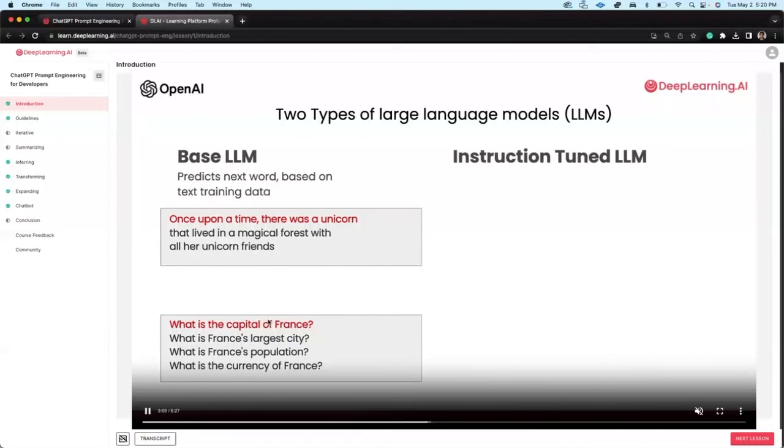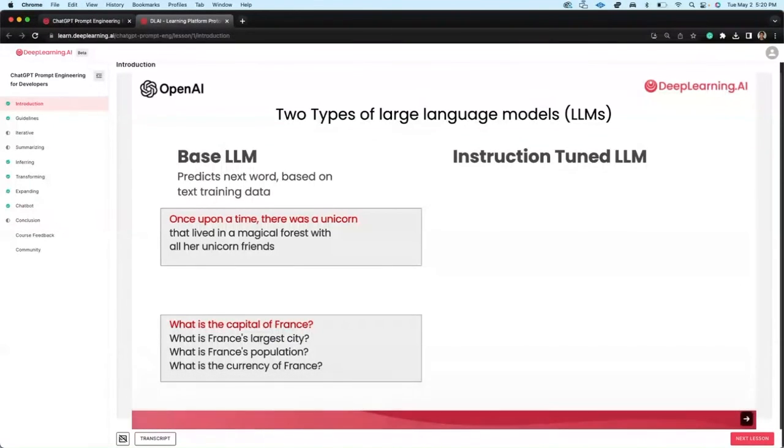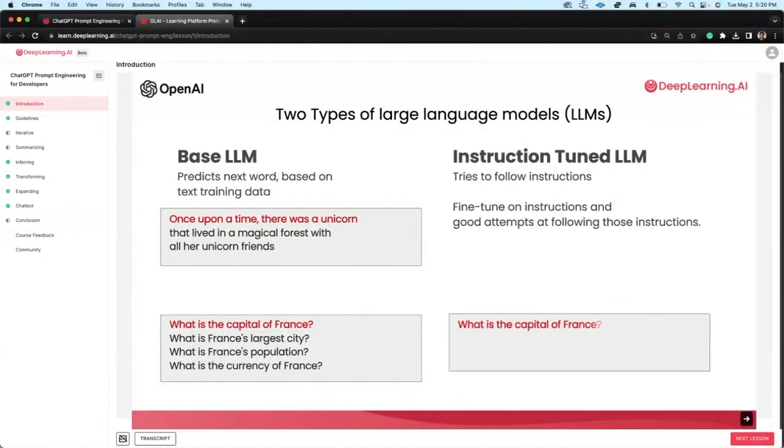Whereas an instruction-tuned LLM, if you say, what is the capital of France? is going to say, it's Paris. They are tuned to follow instructions. And that's the introduction.